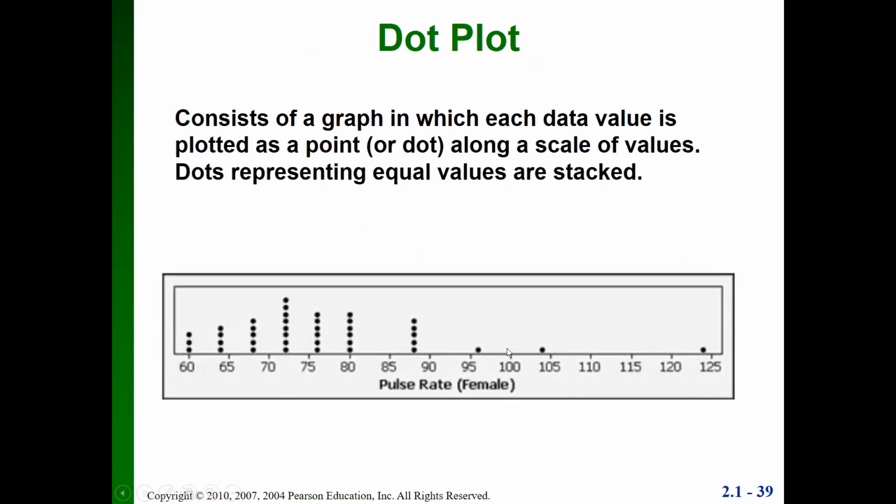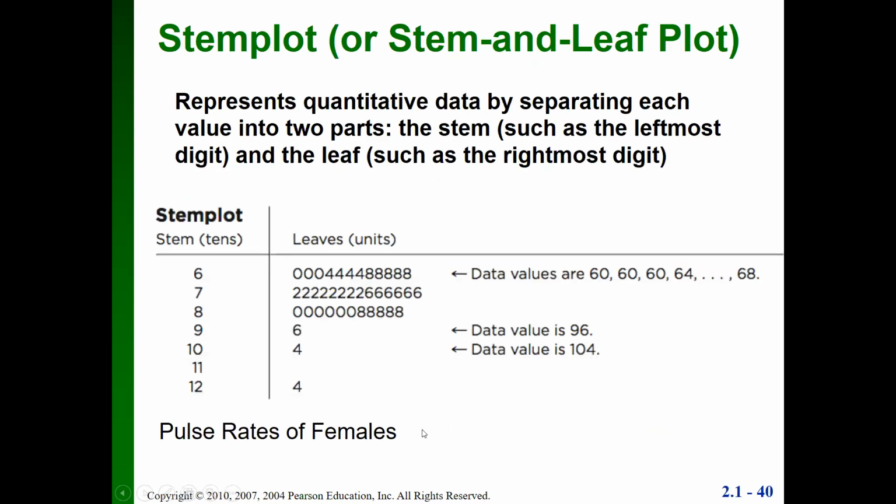So we put a dot for every one. Here we see a better view of data that are way out of our range. This 124 is way out beyond the majority of the other numbers. These two are out beyond that as well.